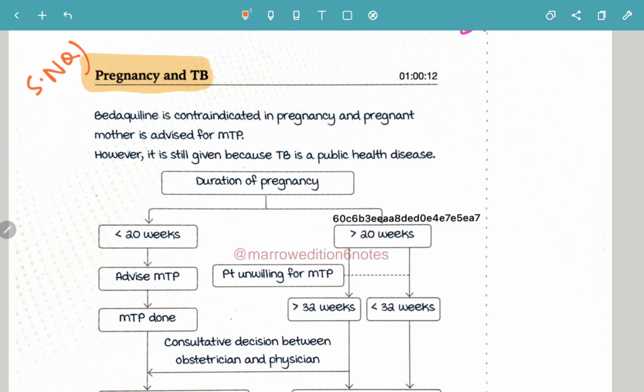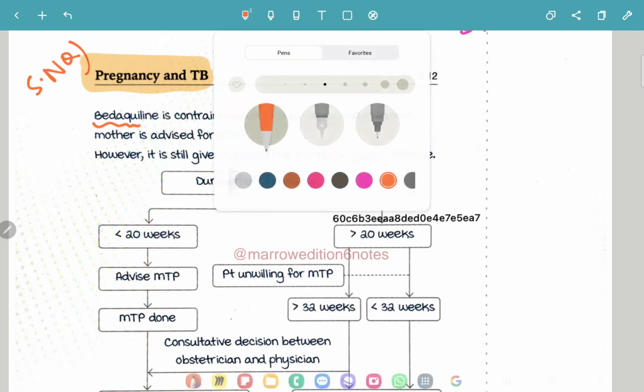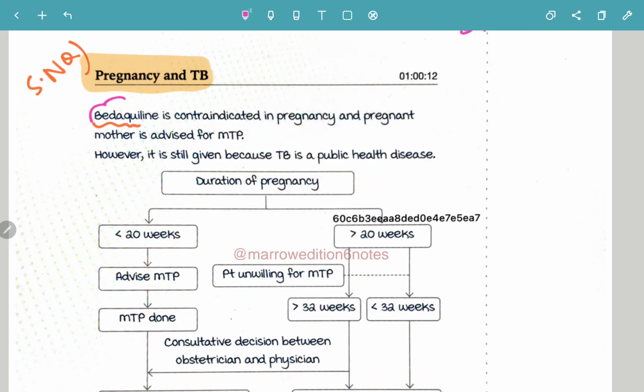So bedaquiline, what we need to remember, very important, is bedaquiline. Bedaquiline is contraindicated in pregnancy and a pregnant mother is advised MTP. Always remember, you should not give bedaquiline in pregnancy. However, it is still given because TB is a public health disease, but generally bedaquiline is contraindicated in pregnancy otherwise.